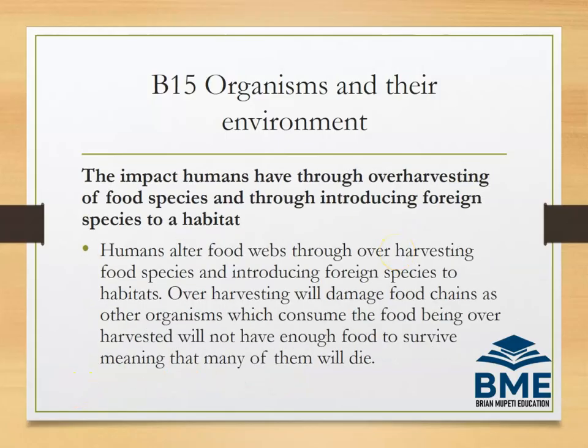Right, when it comes to organisms and their environment, we need to also appreciate the impact humans have through overharvesting of food species and through introducing foreign species to a habitat. So humans can alter food webs through overharvesting food species and also by introducing foreign species to habitats. Overharvesting will damage food chains as other organisms which consume the food being overharvested will no longer have enough food to survive, meaning that many of them will die.